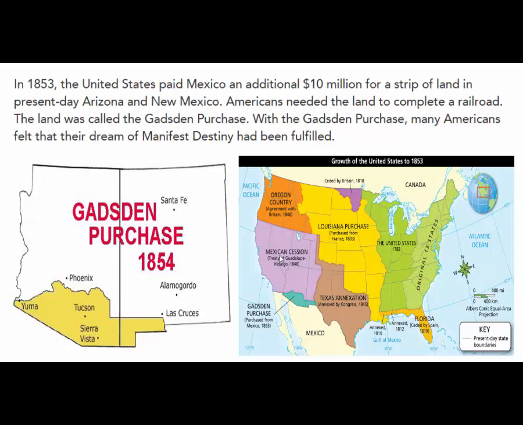Question 19, what was the Gadsden Purchase? That was the purchase of this strip of land here in the southwest part of the United States. We purchased that from Mexico, and we spent that money so that we could complete a railroad.